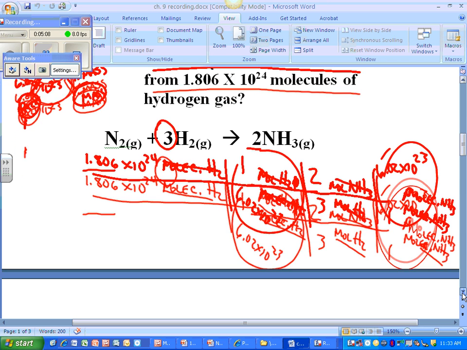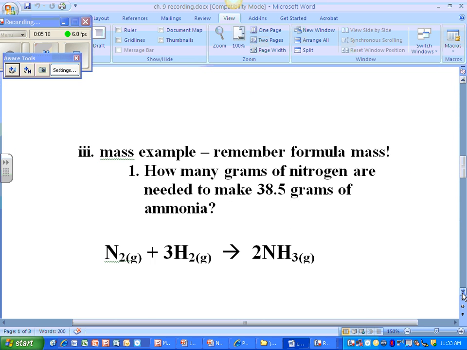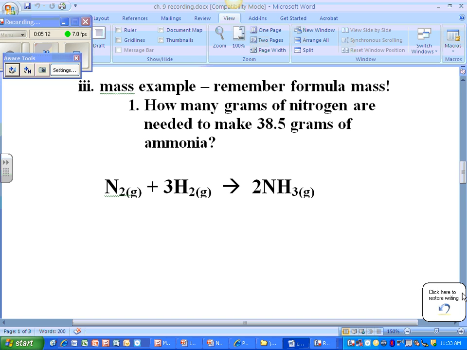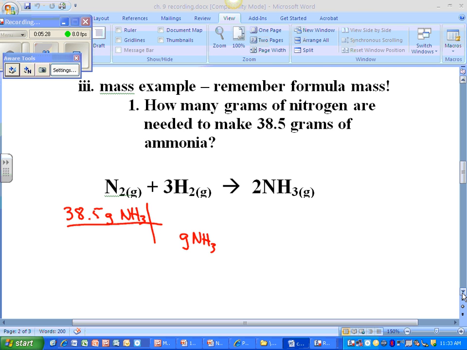Now, the last example we're going to see is an example with mass. Now we're going to bring in the nitrogen. I want to know how many grams of nitrogen are needed to make 38.5 grams of ammonia, NH3. So I'm going to get rid of the label grams of ammonia and get it into moles. Remember, that's the common currency between any of these. Moles of ammonia now into moles of what we need, which is nitrogen.